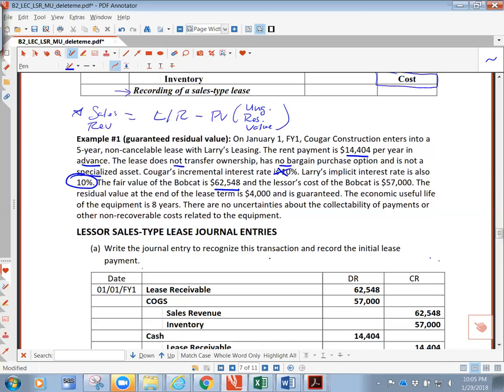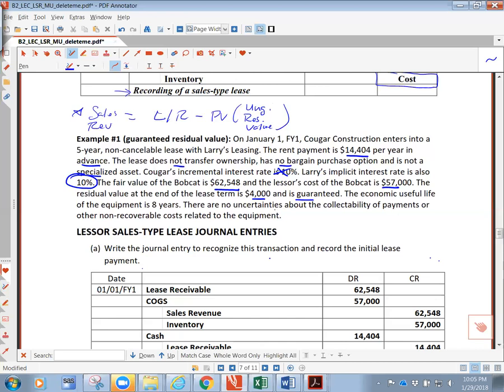Now, if you know the lease payment doesn't include any executory costs, then you can be reasonably sure that it's the fair value. But when in doubt, work it out. I encourage you to work out the present value to calculate the lease receivable when you have any doubt, okay? The lessor's cost of the Bobcat is $57,000. That's where the gross profit's going to come from because they lease it. Its fair value is $62,548, and the cost of the Bobcat is $57,000. The residual value is $4,000, and it's guaranteed.